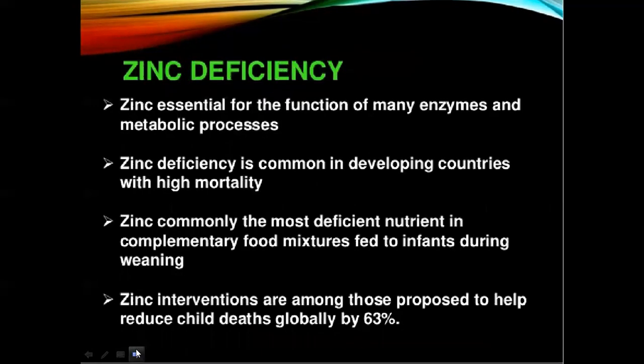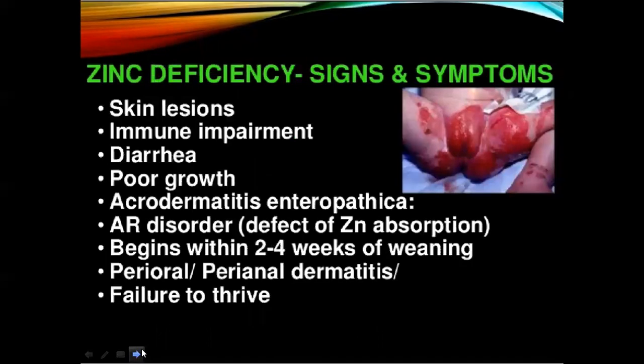Now zinc deficiency. Zinc is essential for the functions of many enzymes and metabolic processes. Zinc deficiency is common in developing countries with high mortality. Zinc is commonly the most deficient nutrient in complementary food mixtures fed to infants during weaning. Zinc interventions are among those proposed to help reduce child death globally by 63%. And now zinc deficiency signs and symptoms: skin lesions, immune impairment, diarrhea, poor growth. Diarrhea is very important. When diarrhea occurs, think of zinc deficiency.